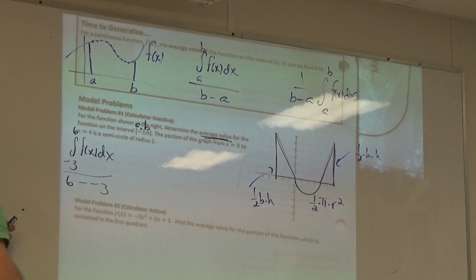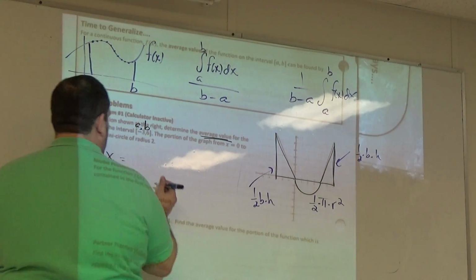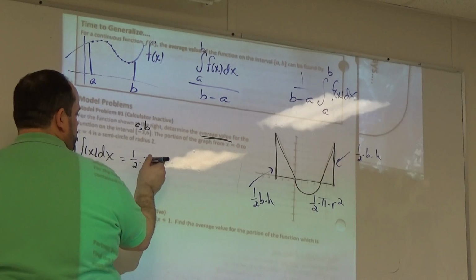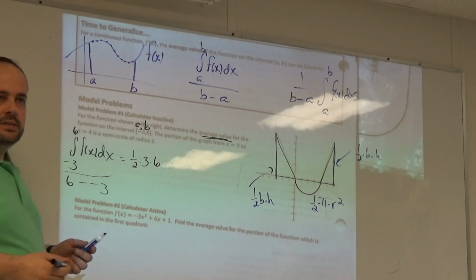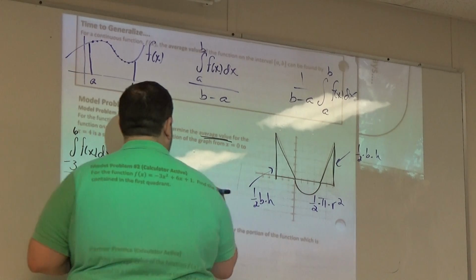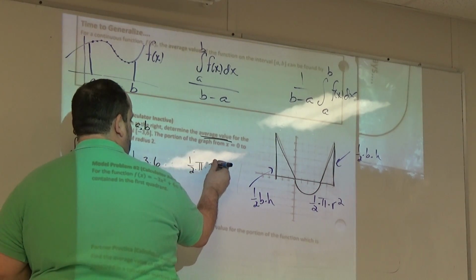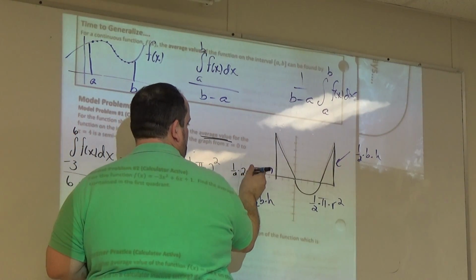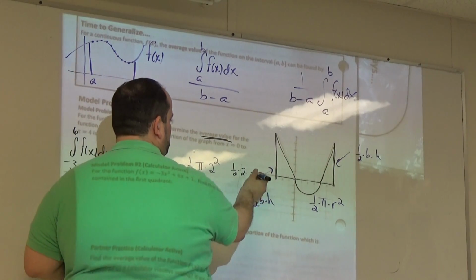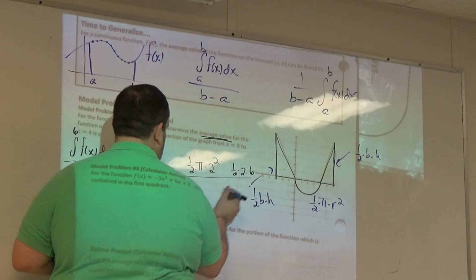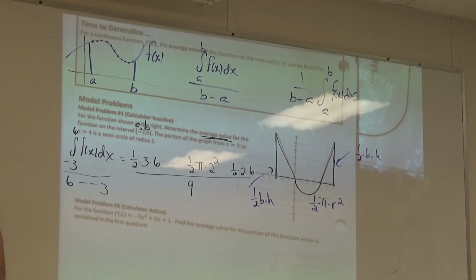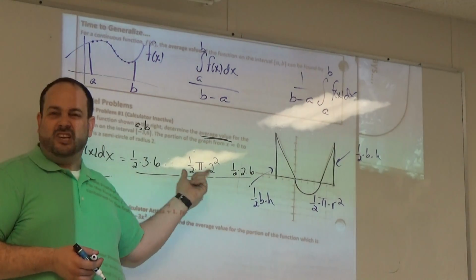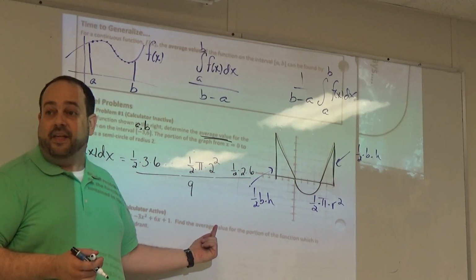Okay. Integral from -3 to 6. That first triangle is going to be a half. The base is what, 3? Height's going to be 6. For the semicircle, it's going to be a half of pi. My radius is 2 squared. That last triangle should be a half. The base is 2. The height is 6. And I'm going to divide the whole thing by 9. Really, the big calculus work comes in with the initial setup, knowing that you need to do an area calculation, and then after this, it's just all the basic math stuff.